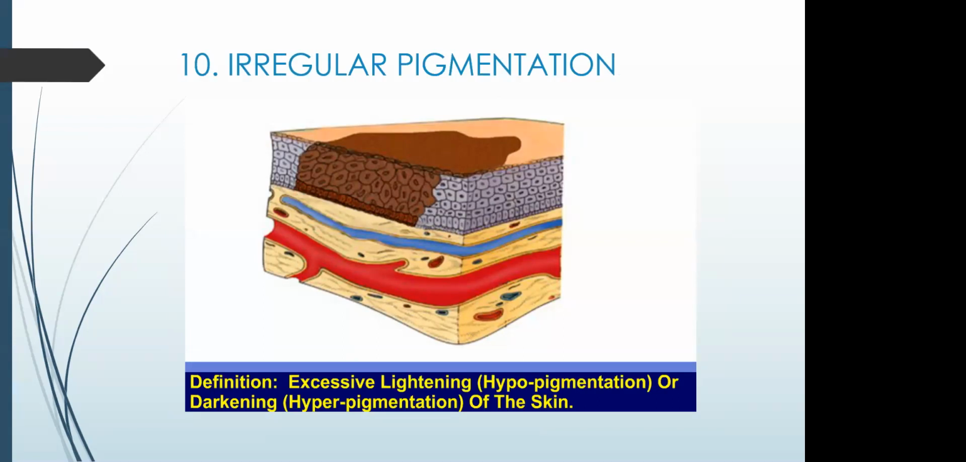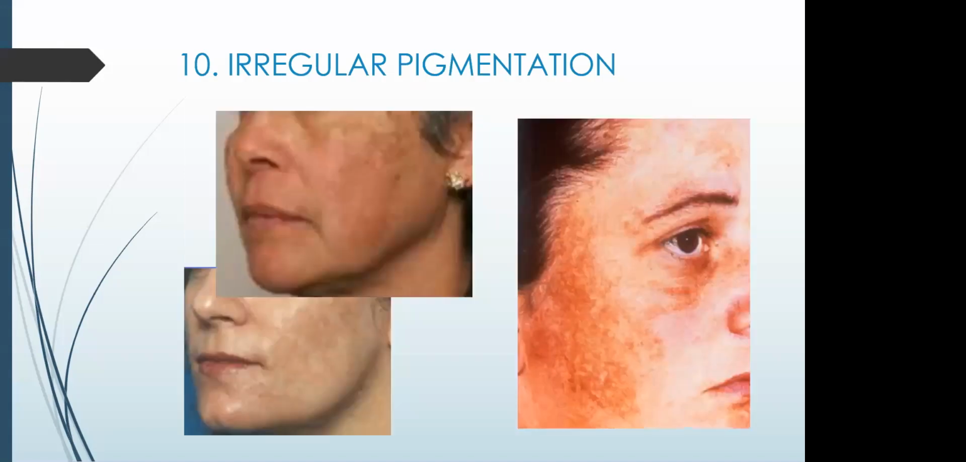Hypopigmentation is a genetic condition with no known cause. Hyperpigmentation is caused by hormonal imbalance, such as pregnancy or birth control pills, or tissue damage, whether it's photo or environmental aging. So here are just some examples.